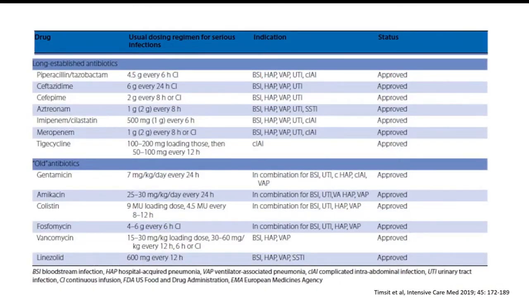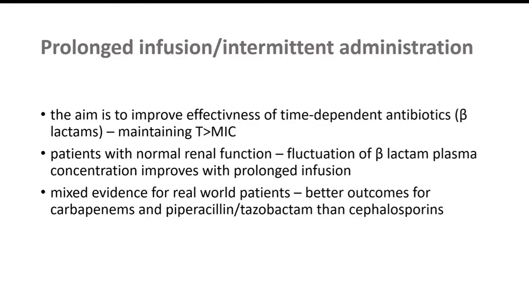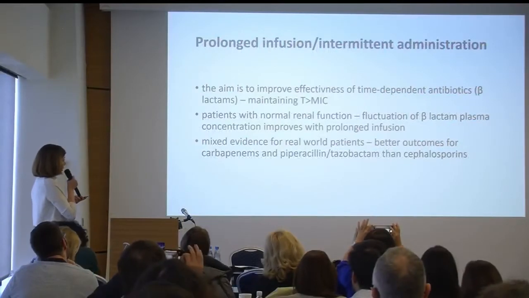This is the example of the dosing in critical care. So here you can see the doses are maximal, so the highest we can give, especially for the loading dose. And when do we use prolonged infusion or again intermittent administration? The aim of this approach is to improve effectiveness of time-dependent antibiotics, so to attain the concentration above MIC for as long as possible between the dosing interval, but the evidence of this approach is mixed for now.